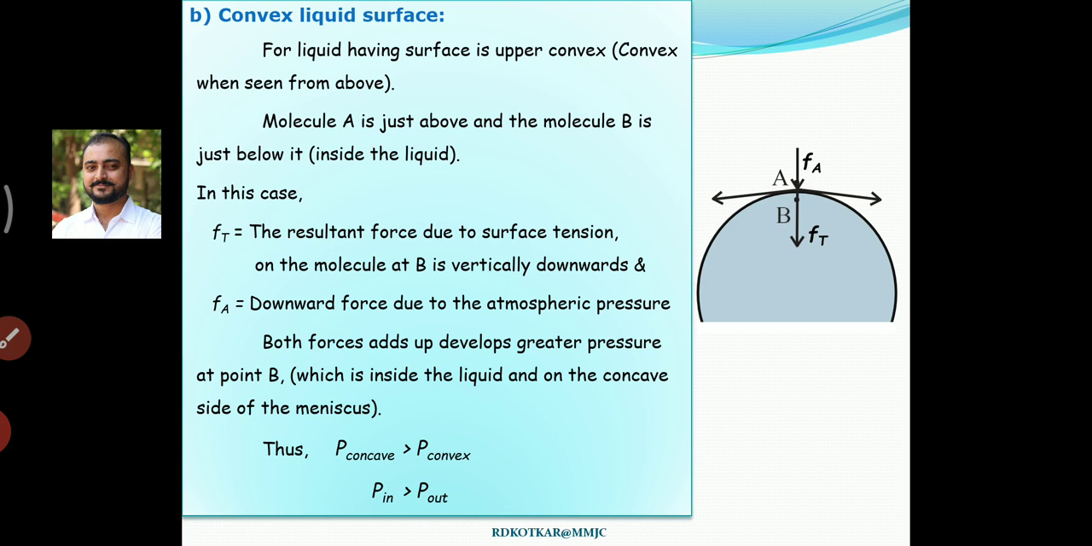This in and out is related to the liquid. So it's a simple phenomenon. All the things are similar here. We are just referring to the force due to the surface tension acting on a liquid surface, and second, the atmospheric pressure, and according to that we decide where the pressure is greater and where the pressure is smaller.